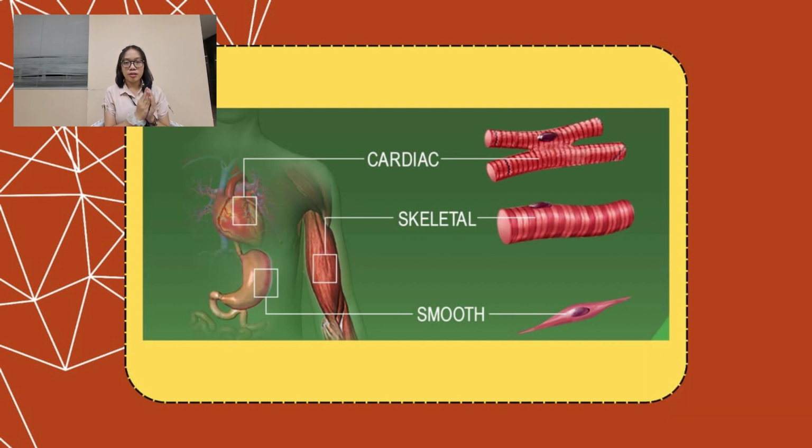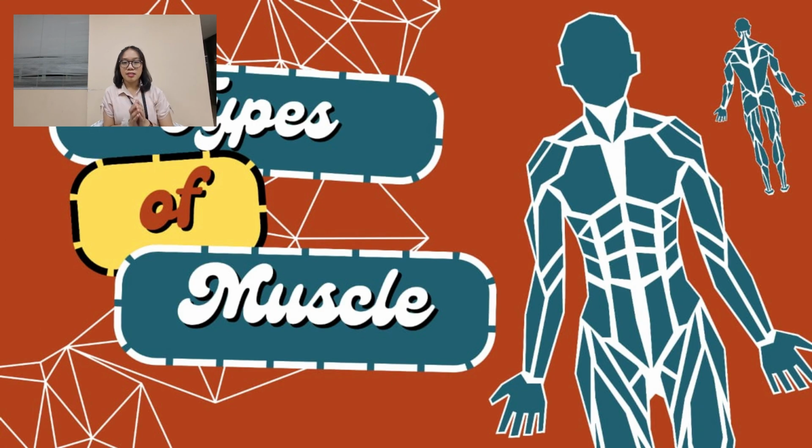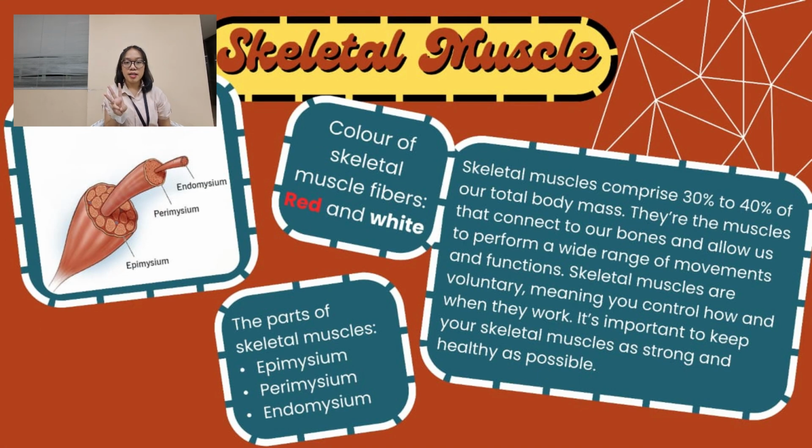Skeletal muscle or striated muscles. Skeletal muscles comprise 30% to 40% of our total body mass. They are the muscles that connect to our bones and allow us to perform a wide range of movements and functions. Skeletal muscles are voluntary, meaning we control how and when they work. It's important to keep our skeletal muscles as strong and healthy as possible. There are a variety of functions of skeletal muscles.